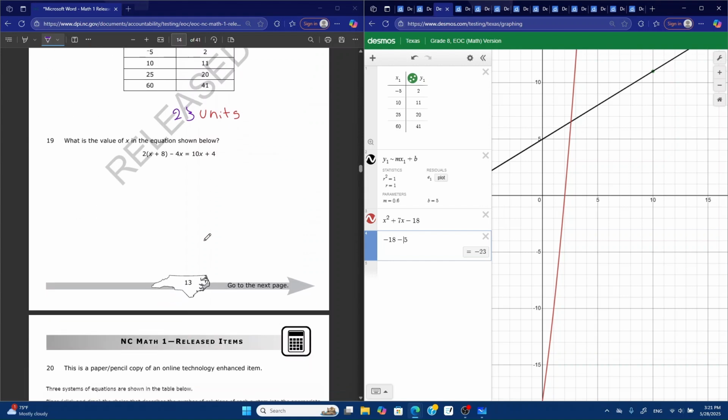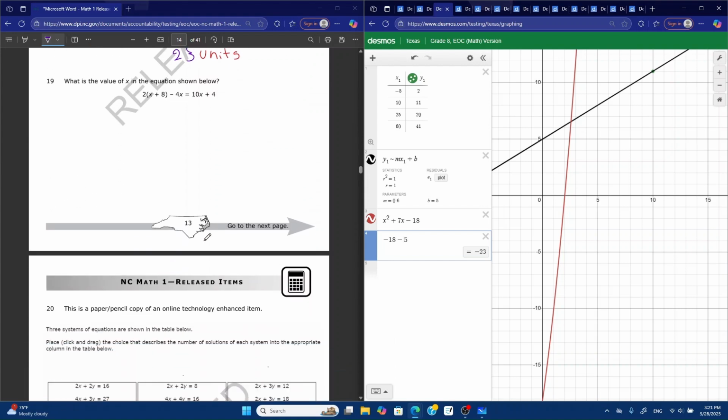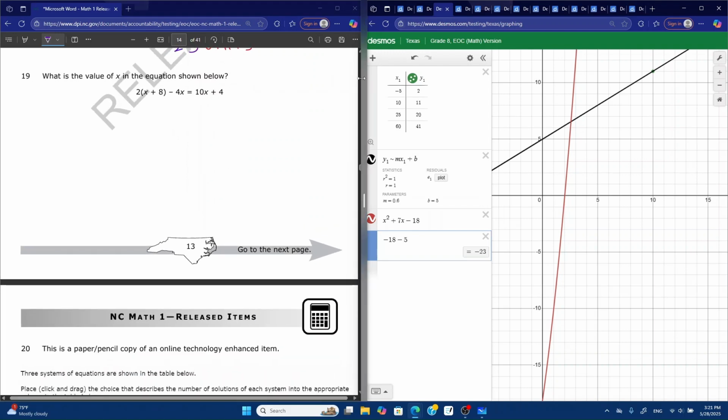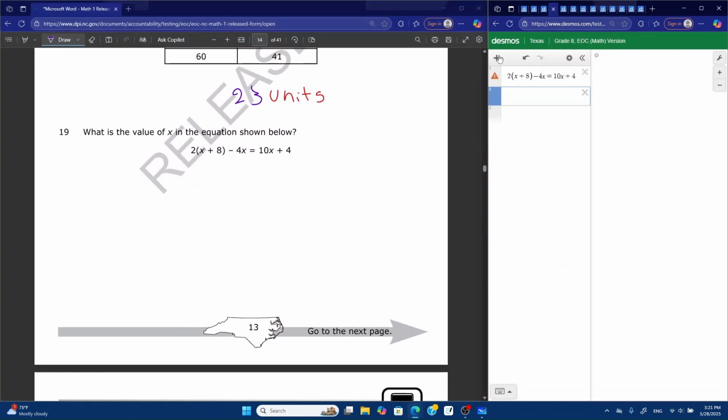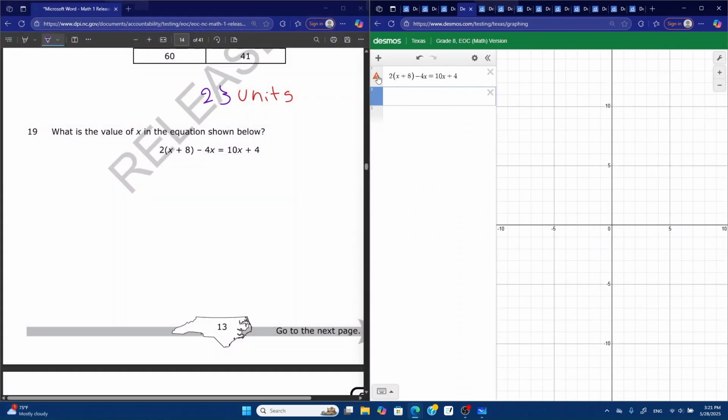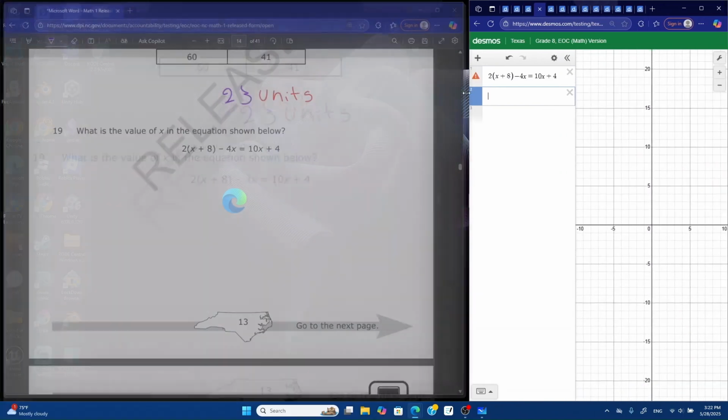All right, moving on. Question 19. What is the value of x in the equation shown below? Let me zoom in here so you can get a better angle at this. Now, if we go over to Desmos, you will see that it won't let me do that equation. It says plotting implicit equations and inequalities is disabled. So for these types of questions on the EOC, you will have to know the steps to do them. Otherwise, you're kind of cooked. So let's do this over here.